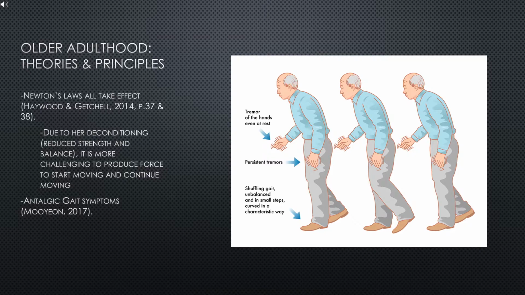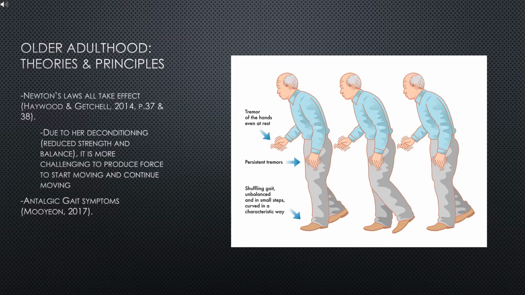So yeah, just a big thing I wrote about that was just due to her deconditioning. Since she has reduced strength and balance, it's a lot harder to produce the necessary force to continue moving. And so this is just a very common thing to see. I do not believe that she is an outlier in this in terms of an old person in older adulthood.